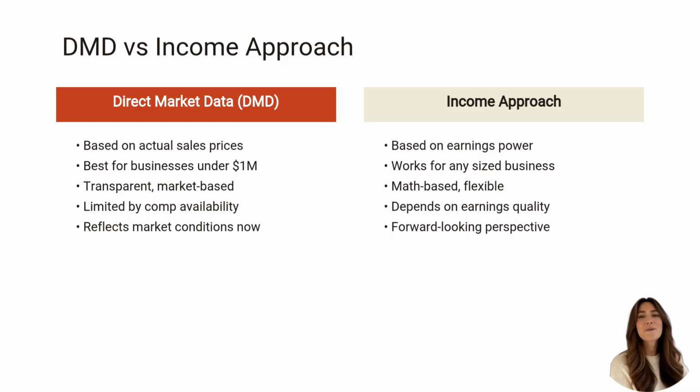Maybe your earnings are better than comparable businesses. Maybe your business has characteristics comps did not have. Smart appraisers use both and weight them based on data quality. If you have great comps, weight DMD heavily. If earnings are solid and comps are weak, weight income approach heavily.